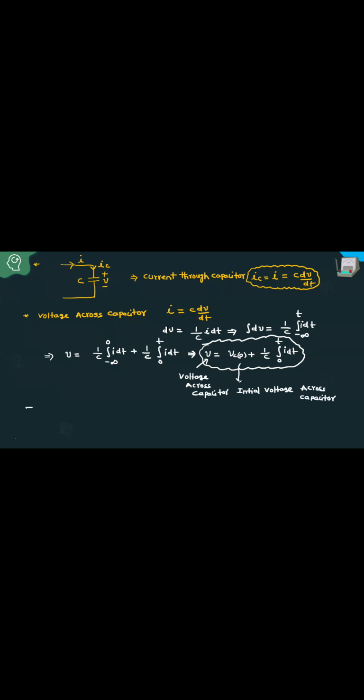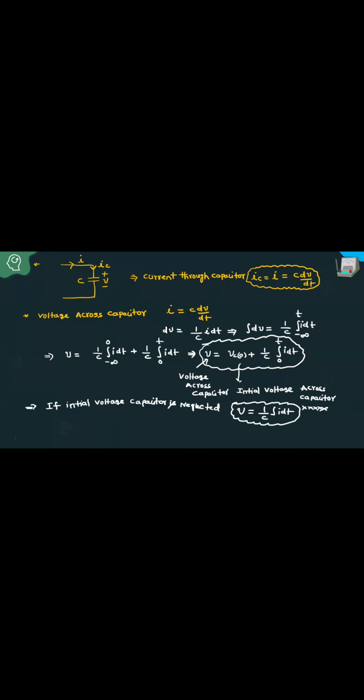If the initial voltage across the capacitor is neglected, then what is the voltage across the capacitor? It is 1 by C integral I dt. The voltage across the capacitor equal to 1 by C integral I dt. This is the calculation of the voltage across the capacitor.